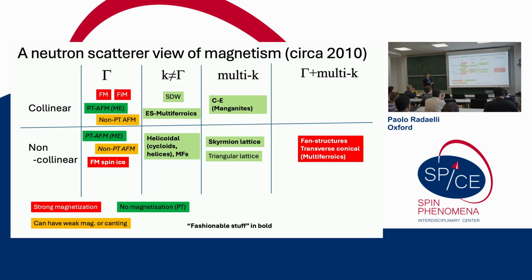Here, there are many types that at that time were fashionable. You can see spin ices, helical, cycloidal, exchange frustration, multiferroics, manganites, fan structures, many materials. Anything that is in red has a large magnetic moment. Everything else that is not in red, we would call an antiferromagnet. So, you know, that's a perspective, right? All the action in altermagnetism is in this sector, the yellow sector here: non-PT symmetric collinear antiferromagnets.